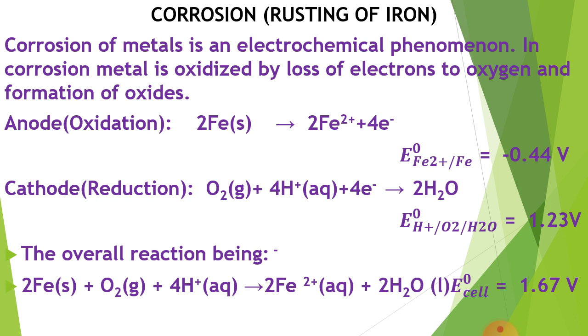And if we want to know whether the reaction is spontaneous or not, we have to calculate the value of E° cell from the given E° cathode minus E° anode. Here the answer is plus 1.67. That means E° cell positive indicates the reaction is spontaneous.